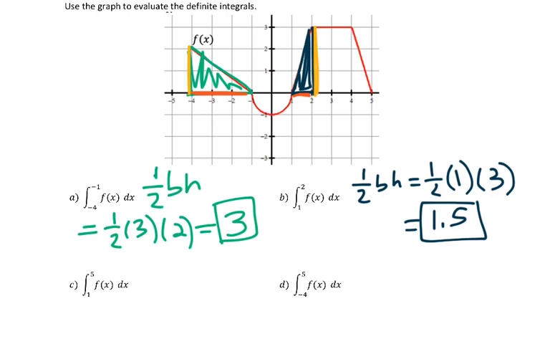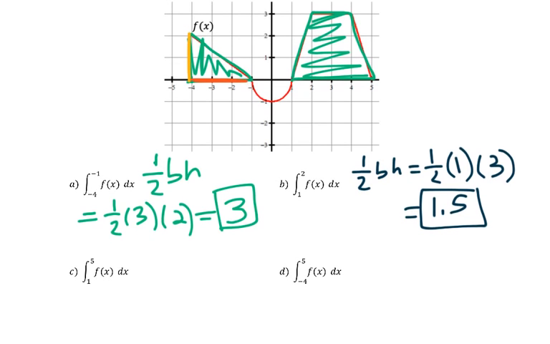Alright, for part C, our bounds are now from 1 to 5. So what does that look like? Oh, we're going to have to erase this one. So 1 to 5 is from here to here, which means I'm looking at all of this right there. So that is a trapezoid. If you remember, the area of a trapezoid is 1/2 h times b1 plus b2, so your two bases there.